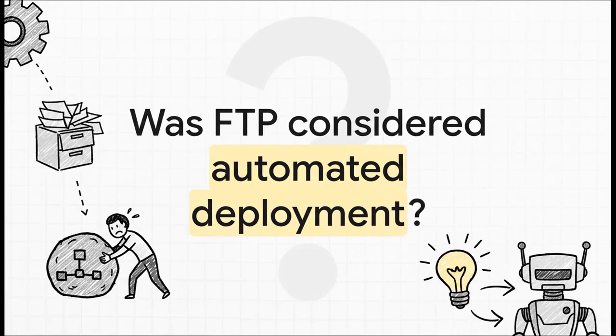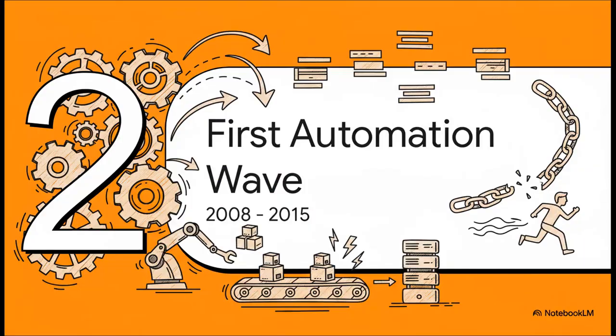So you might be asking, was any of this automation? The author gives us a really clear answer here. A definitive no, not even close. It was pure manual labor, and it created this desperate need for something better, something smarter. And that, of course, brings us to our second era, the first real wave of automation. This is where developers started to get really clever, using new tools to finally escape that manual grind and try to solve this whole deployment problem for good.